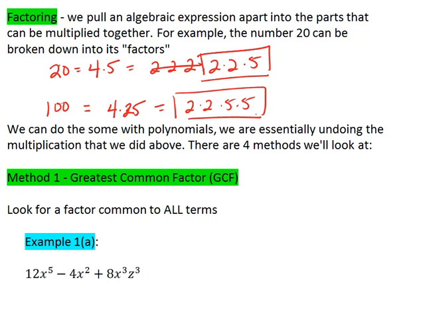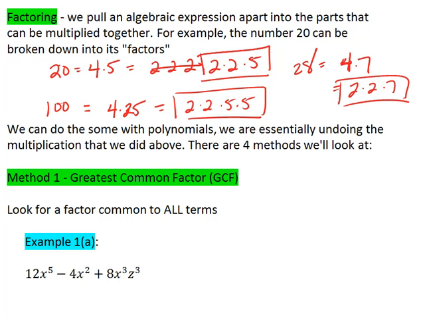Let's look at one more. We can look at, say, 28. 28 is 4 times 7, which is 2 times 2 times 7.